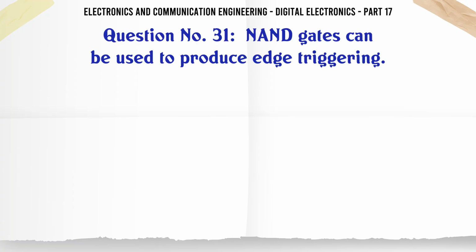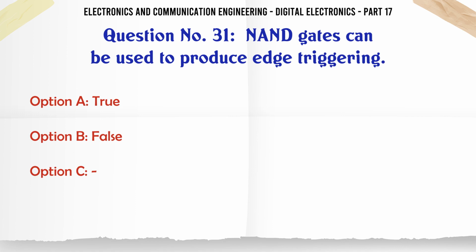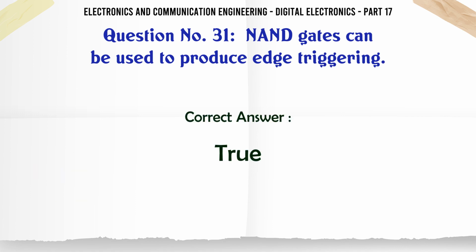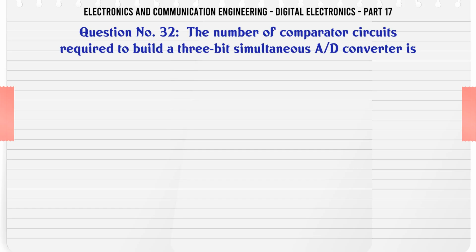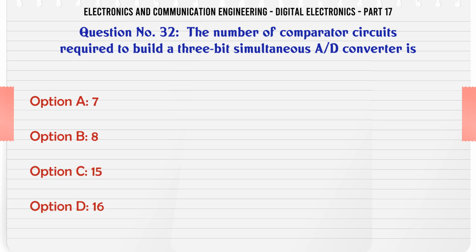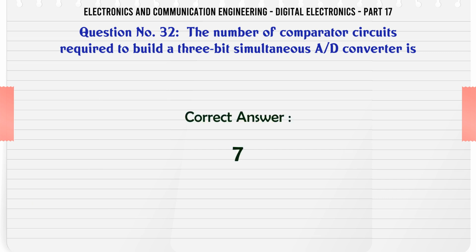NAND gates can be used to produce edge triggering. A. true, B. false, C. D. The correct answer is true. The number of comparator circuits required to build a 3-bit simultaneous A/D converter is A. 7, B. 8, C. 15, D. 16. The correct answer is 7.